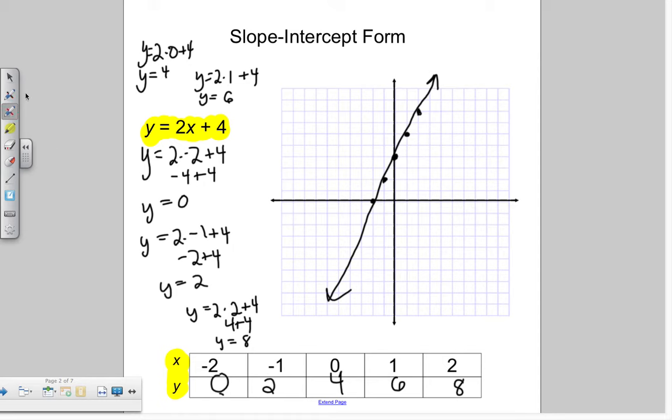But there are some very important things to notice. Okay, the point right here is what we call a y-intercept, because this is my y-axis, and this is where the line intercepts the y-axis. So y-intercept. And we want to probably write what that is, where the line intersects the y-axis. The x-intercept would be right here, where it intersects the x-axis.